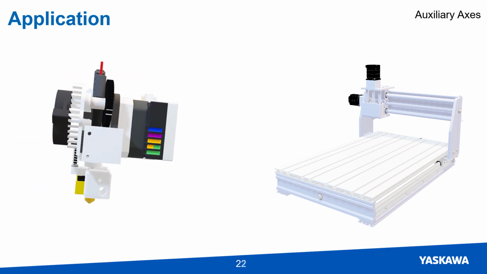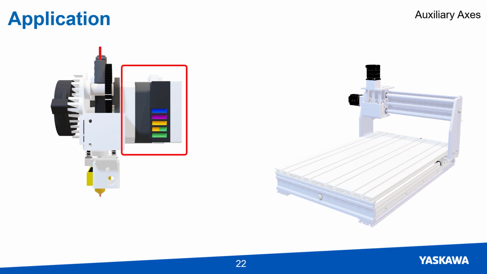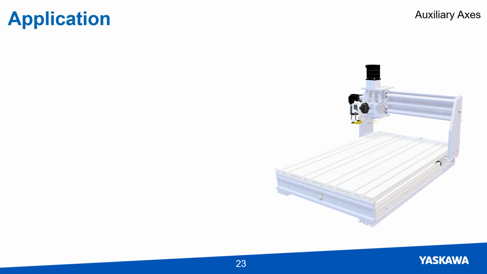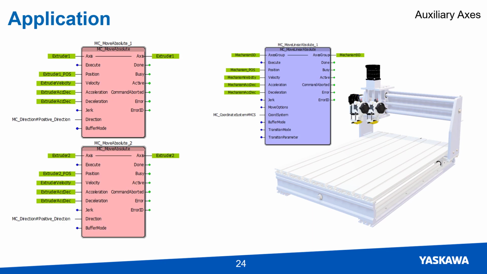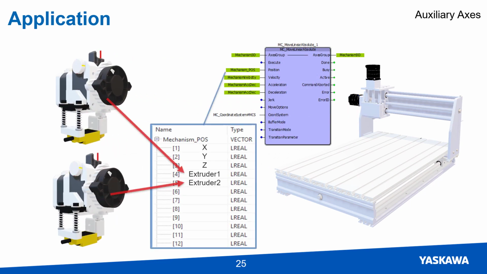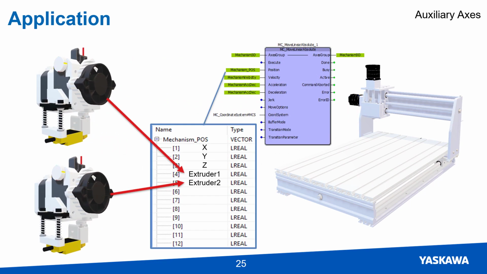Using the example of the 3D printer extruder, it has a motor that turns and dispenses plastic onto a build plate. Having auxiliary axes allows one or more extruders to become part of the mechanism. Instead of using separate single-axis move blocks to feed the material, this motion can be grouped with the mechanism motion. So when a part is being printed, the extruder feed positions are sent with the mechanism positions and are handled by one move block.